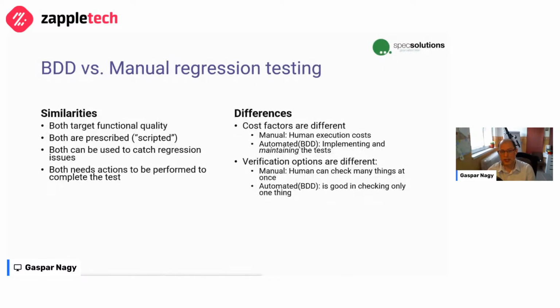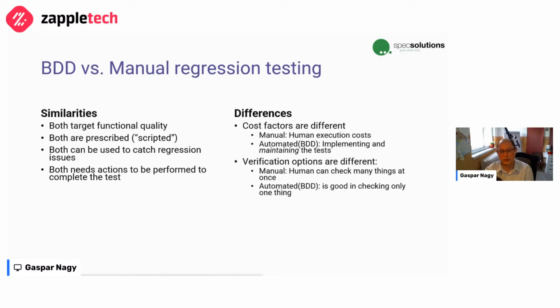The verification options are also very different. For manual tests, typically a human doing some activities is good for checking as many things as they see. So if I'm just going through a user journey, I can check at least 50 different things while I'm doing that, without even noticing it. On the other hand, automated BDD tests are basically only good for checking one thing. Actually, if it finds a problem, then it anyway stops in the majority of the cases. So these are the core differences: the cost factors are different and the verification options are different.